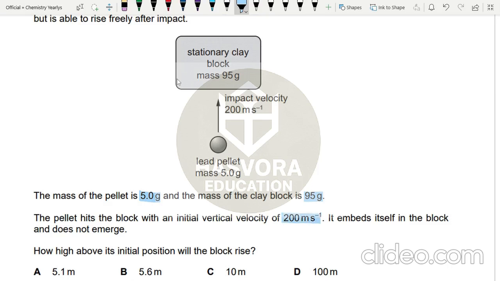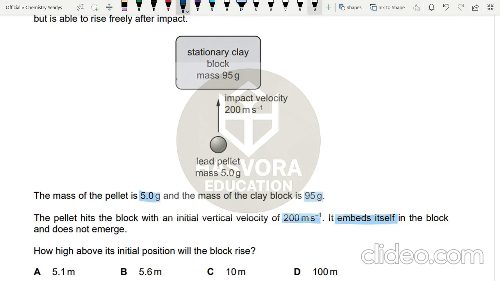It embeds itself. Embeds itself means they are just combined together in the block and does not emerge, so it remains in the block actually. So how high above its initial position will the block rise? So now how are we gonna do this? This question is just trying to test momentum and the kinematics at the same time.